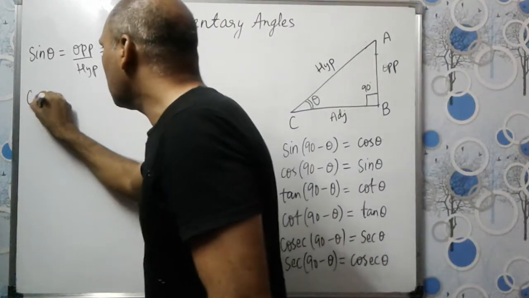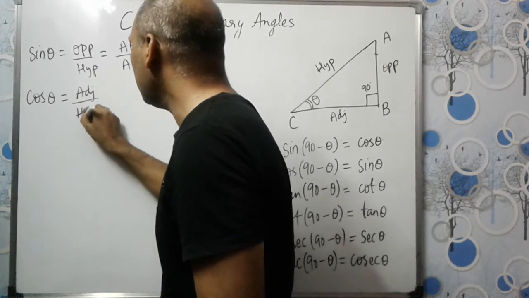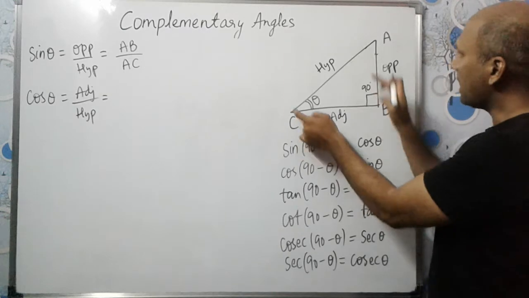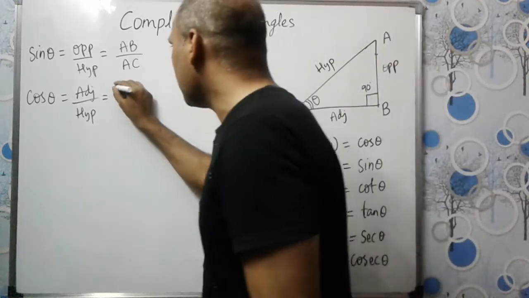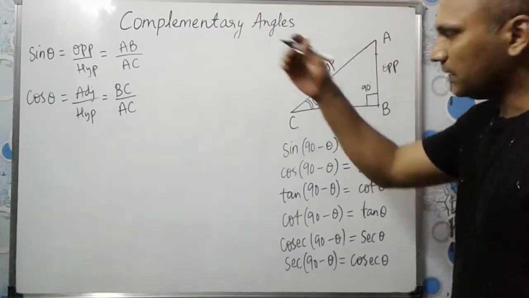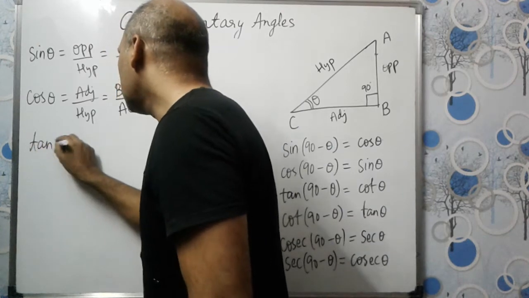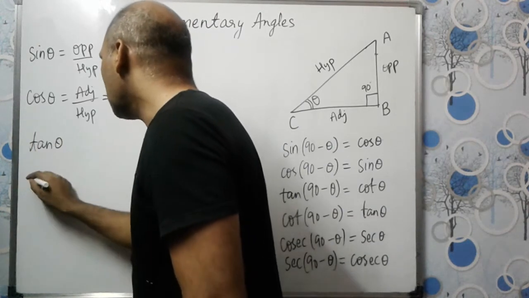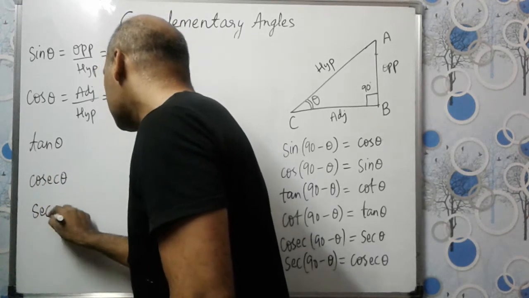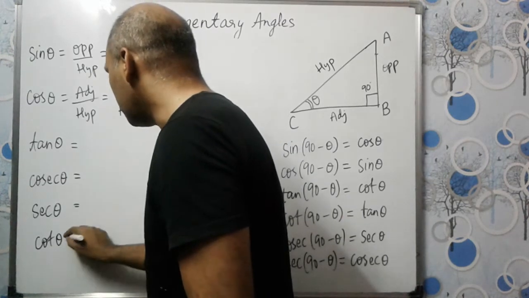Cos theta. The cos theta formula is adjacent by hypotenuse. What is the adjacent side here? Adjacent is BC, hypotenuse is AC. So let us write BC divided by AC. Like this, the remaining four ratios we will also find: tan, cosecant, secant, cot. Let us find all the ratios.